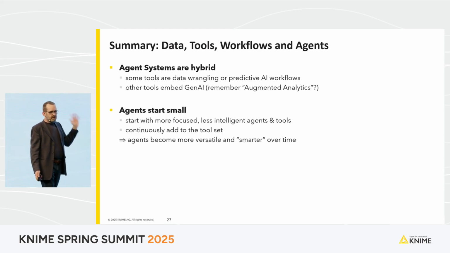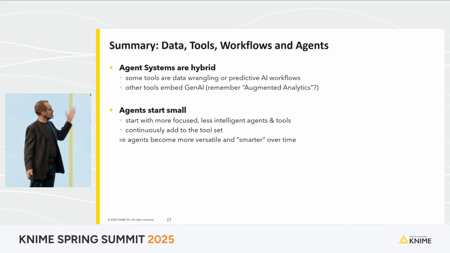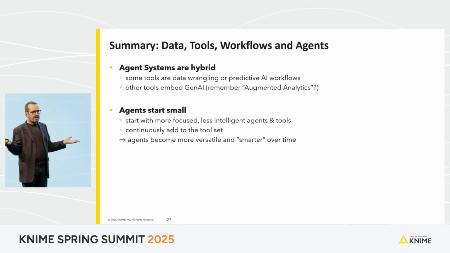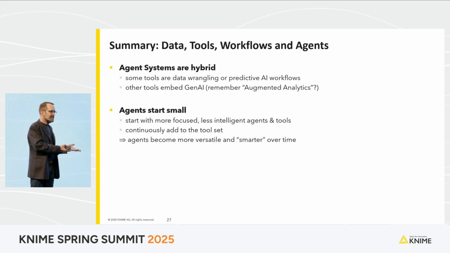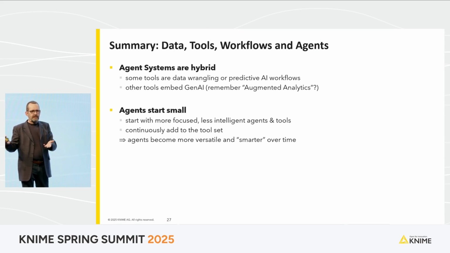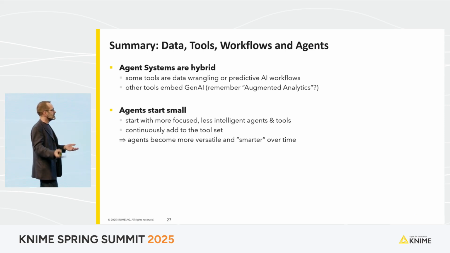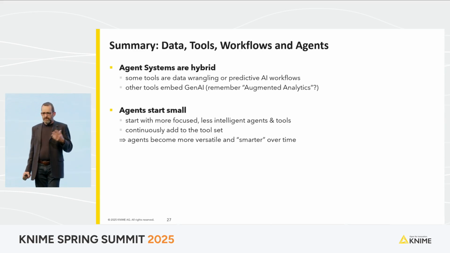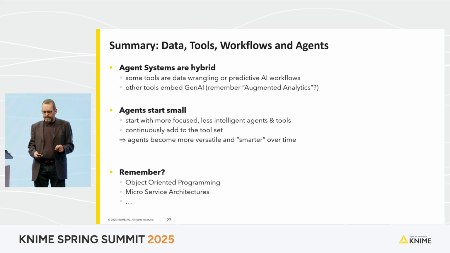Agents can and should start small, in my opinion, right? You start with something focused, something that's maybe not quite as intelligent as you'd like it to be at the beginning, like this tonality checker thing that we have. Right now it's fairly basic, but you keep adding more capabilities underneath the hood, so you just keep adding tools and adjusting the prompt, and the agents become more versatile and smarter over time.